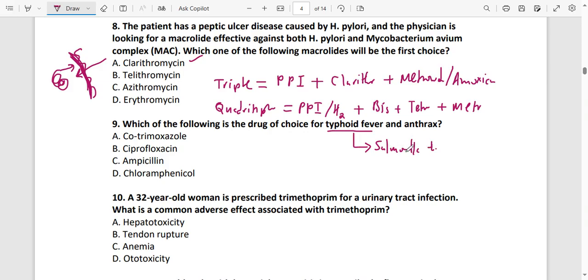So you are basically trying to look for a drug that is going to work against this organism. So we have cotrimoxazole, ciprofloxacin, ampicillin, chloramphenicol. Anyone now that can help us? Okay, B. Why do you think so, Doc? So for Salmonella typhi, the drug of choice is ciprofloxacin. It has high efficacy, good oral bioavailability, and low resistance. It is actually a fluoroquinolone, ciprofloxacin. Okay.